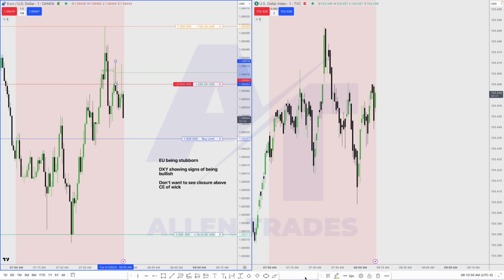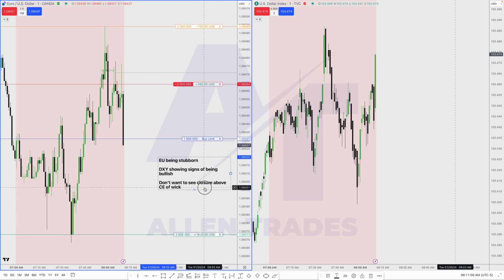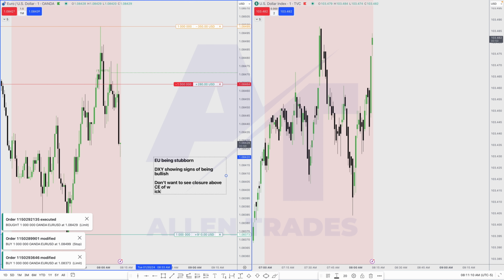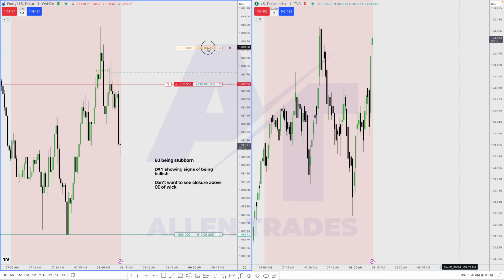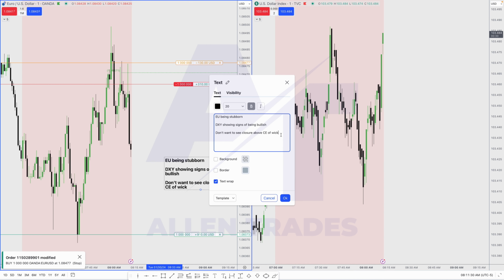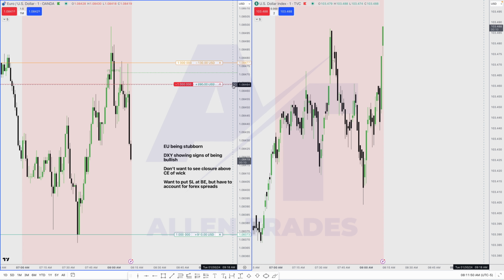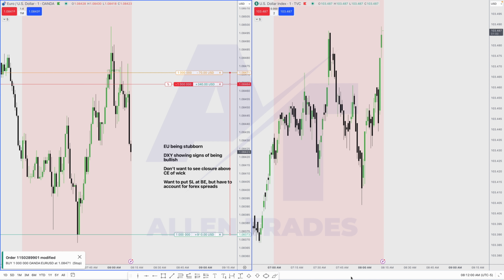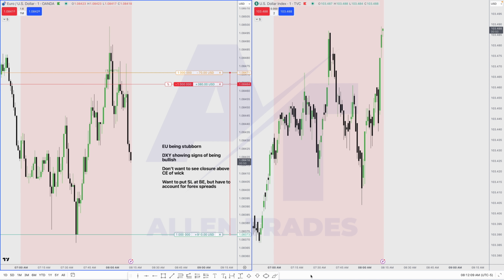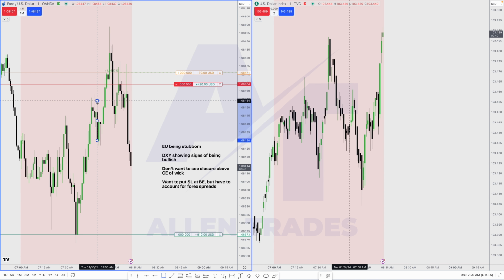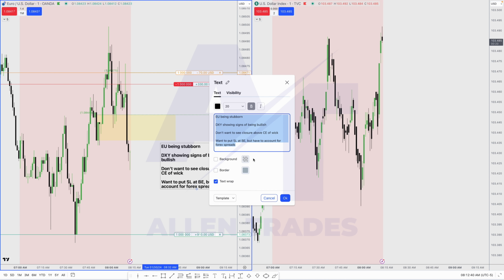My first target is a 2-to-1 RR, a little bit less when you factor in the spread of Forex. And we hit it right there. So now that we've already hit the first target, I'm going to move my stop loss above that dotted green line, the consequent encroachment of the wick. If we are truly bearish and we're going to make a lower low for the New York Open, which is the pink shaded area on both charts, then we shouldn't go above consequent encroachment.